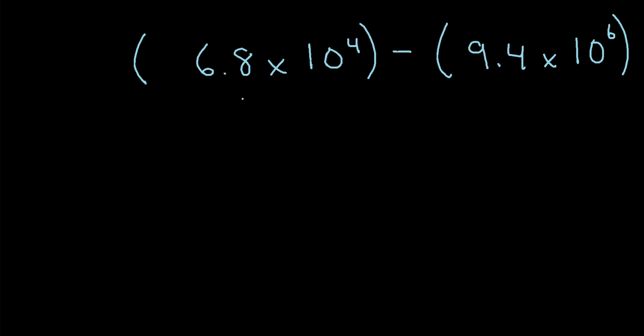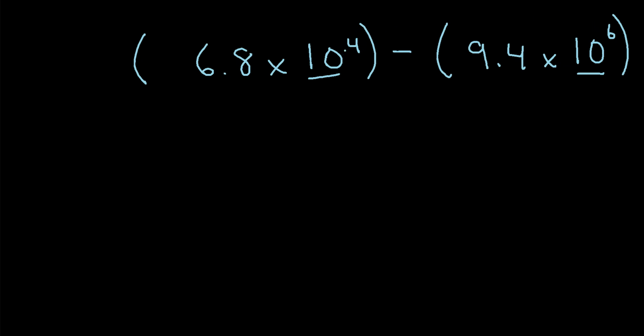All right, let's try one more example. Let's say we have 6.8 times 10 to the fourth minus 9.4 times 10 to the sixth. So again, we want to make sure that the numbers that have base 10s have the same exponent. So we can see right now they do not have the same exponent. So let's identify the one with the smaller exponent, so that would be the 4, and ask ourselves, how can we convert this to a 6? Well, we need to add 2.